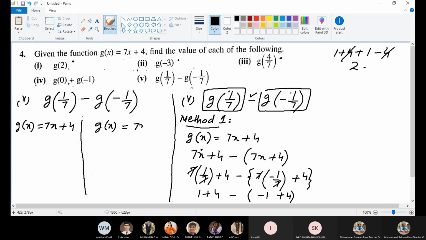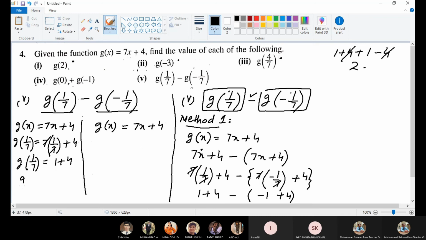Write the function two times like this. I've written one for this and one for this. So I've written a separate line. So this x will be replaced by 1 over 7 over here. So wherever you see x, replace it with 1 over 7 and solve it. So this is going to be cut. So g of 1 over 7 is 1 plus 4, and g of 1 over 7 is equal to 5 over here.